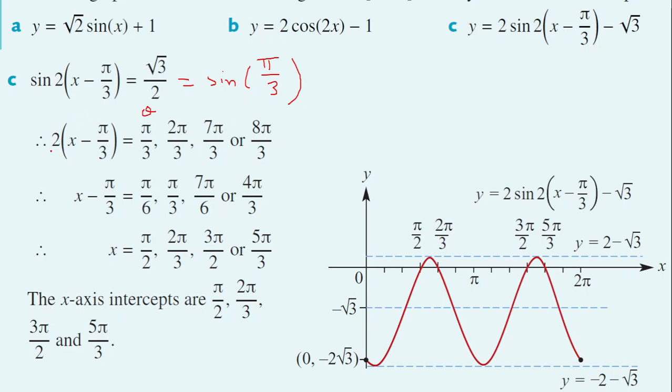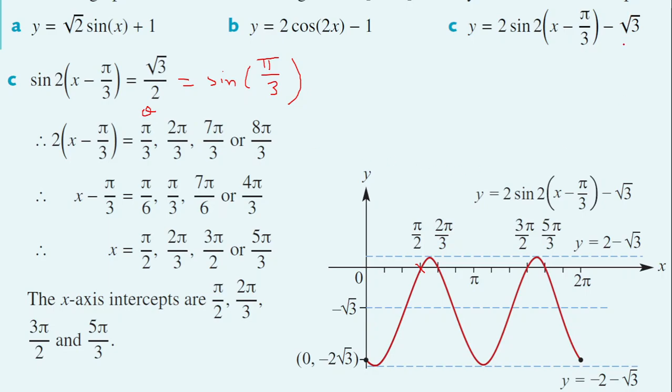Now we need to rearrange that to make x the subject. So we divide by 2, and then we add plus 3. So it's a little bit of a linear equation by transposing until you get x as the subject. The first one, pi on 2, is up here, and you can add the other three on the graph.